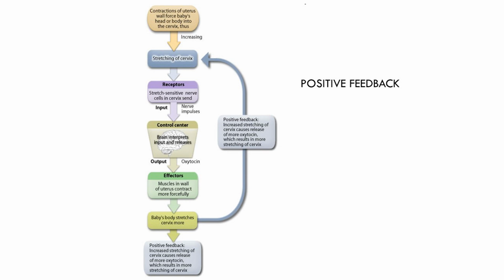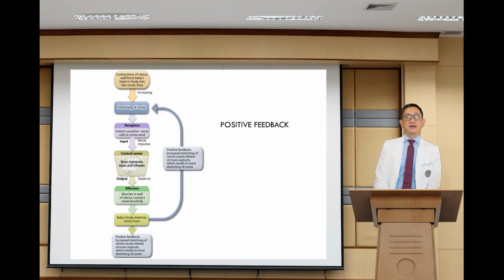So the first stimulus is uterine contraction. The response is further uterine contraction, or further stretching of the cervix, further opening of the cervix. So those are both same stimulus, same endpoint. That's why we call it positive feedback mechanism. Clear?